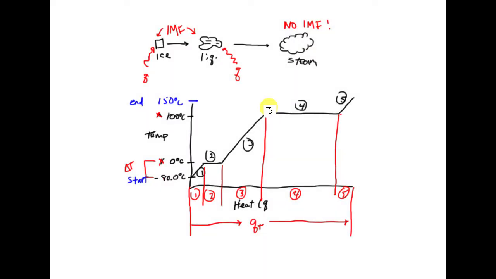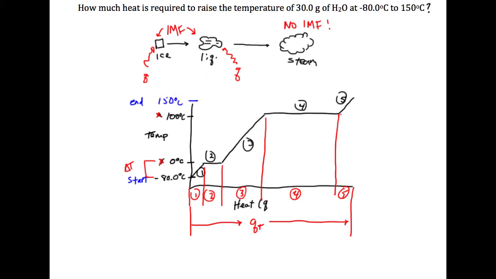Hello, this is the third part in the heating cooling curve calculations. What I've done so far is set up the problem. To refresh your memory, we're calculating the heat required to take 30 grams of ice at negative 80 degrees Celsius and get it up to 150 degrees Celsius. We're looking at two types of phase changes: we're going to melt the ice and then convert it to steam. So there's going to be melting and boiling.